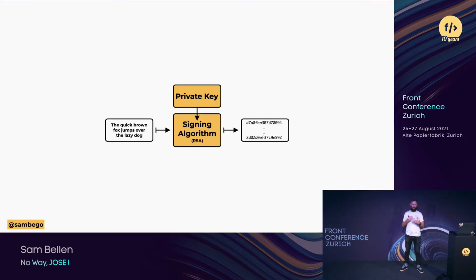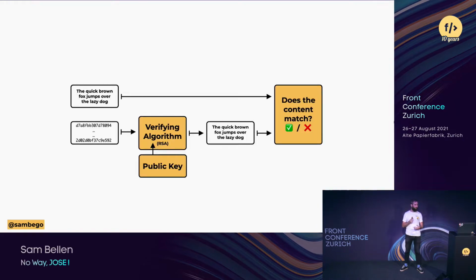So if we want to create a signature of our input, the quick brown fox, we'll use a signing algorithm, RSA in this case, add the private key, and we get a signature. Now, if we want to validate that signature, we can use the verifying algorithm, pass along the signature together with the public key, and we should be able to get it back to the input and validate that it's the same input that we expect. So a signature can be validated.